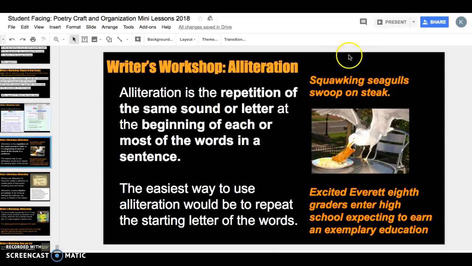And so we think about it here with this example: squawking seagulls swoop on steak. We get that repeating S sound. The little seagull swooping in on some leftover food. Or excited Everett 8th graders enter high school expecting to earn an exemplary education. So we got lots of E action happening there. So that is an example of what alliteration is.